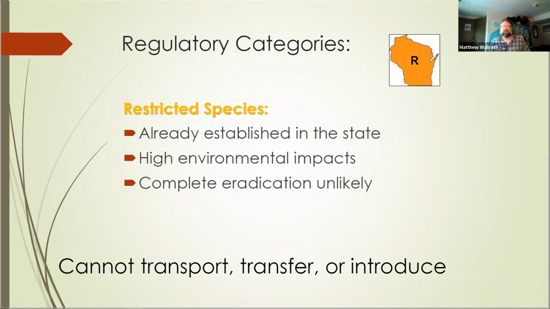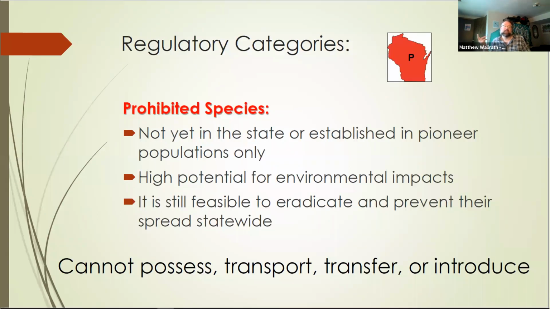That is different, and you'll see that orange color on there. It's for restricted species. You'll see that kind of pop up in the rest of the presentation as well. Compared to prohibited species. And a new word pops up in that line of descriptors. You cannot possess these species. So these are the ones that are either not in the state or just in very small sections. And they're also going to be very damaging to the ecology or the economy of Wisconsin if they do get further established or get in the state at all.